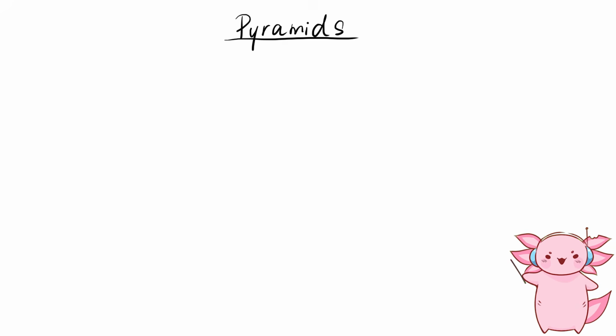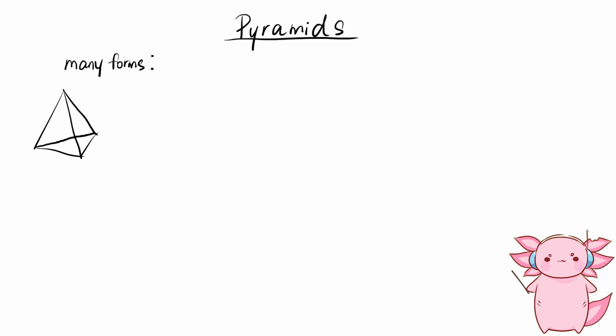The final step is to just add up these two volumes to get the volume of the solid. The last one is a pyramid, and it can come in many forms like this, or this.